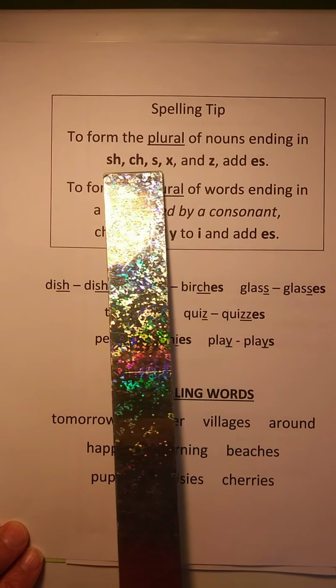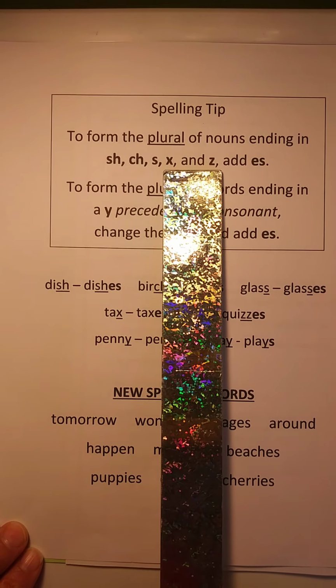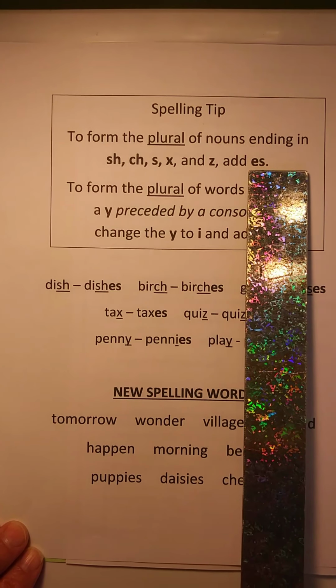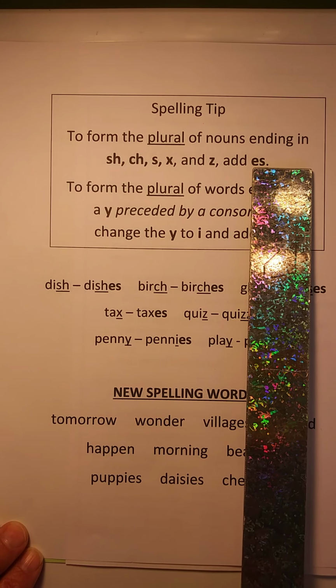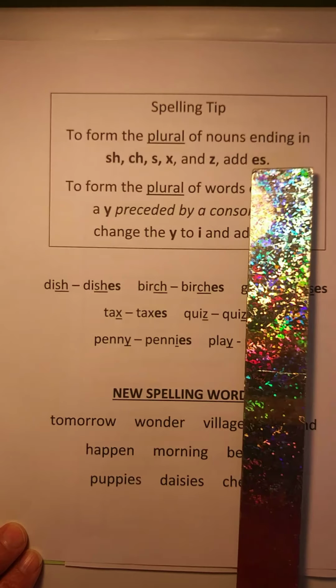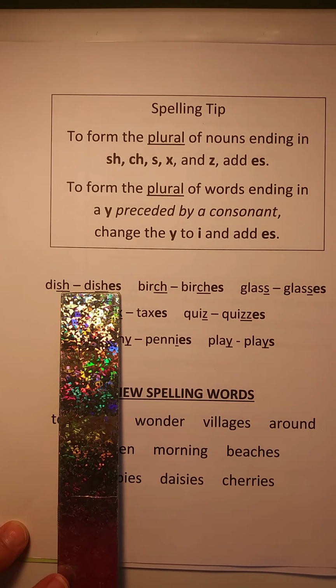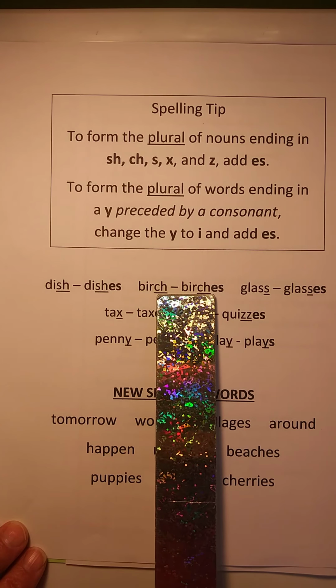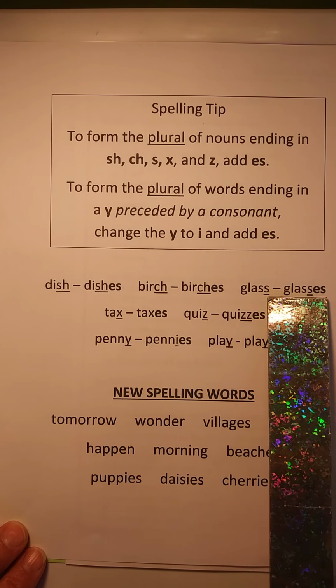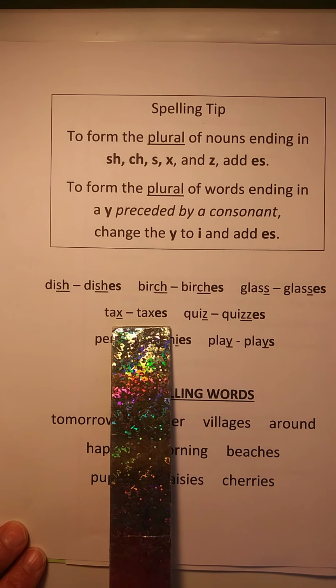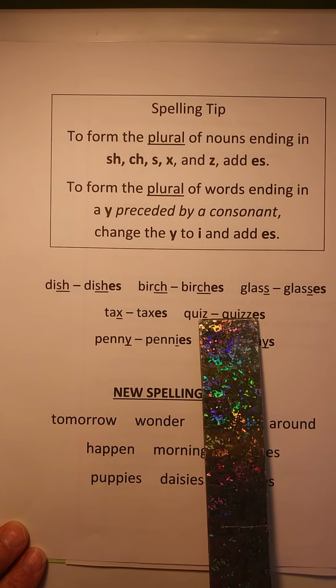If you can memorize those combinations of letters, you can remember which words you have to add an ES to when you want to make them plural. Okay? Dish becomes dishes. Birch becomes birches. Glass becomes glasses. Tax becomes taxes. And quiz becomes quizzes.